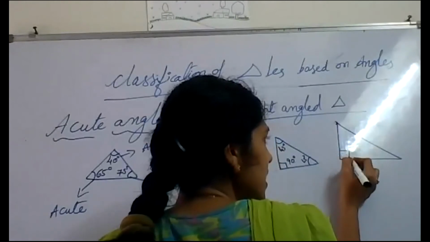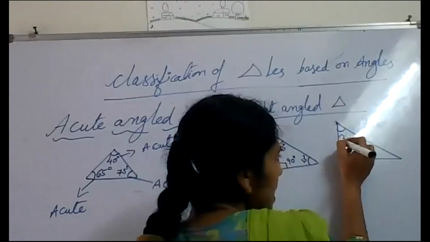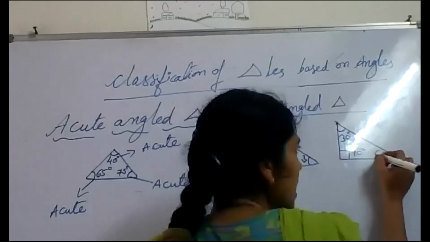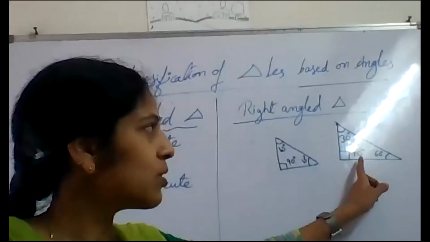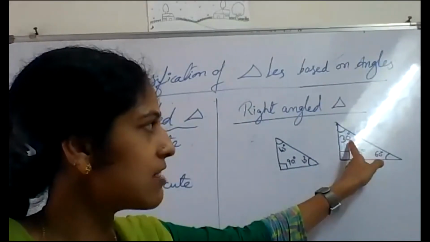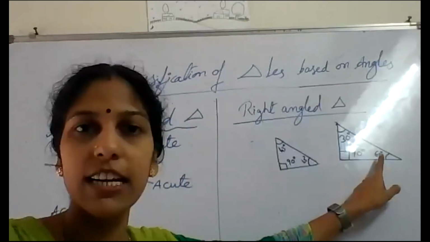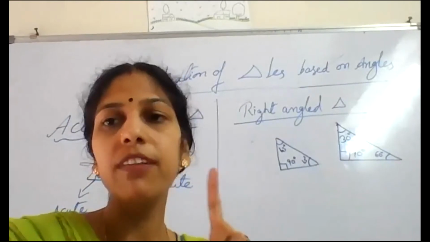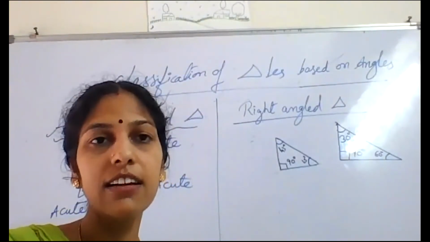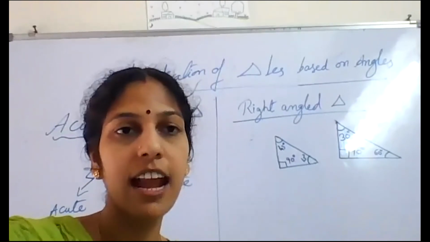Now see here, 60 plus 30 is 90, plus 90 is 180 degrees. Now this one I am taking 30 degrees, and this one 60 degrees. So 90 plus 30 becomes 120, plus 60 is 180. Definitely it should be 180. One angle should be a right angle. Then only the triangle is called a right angled triangle.